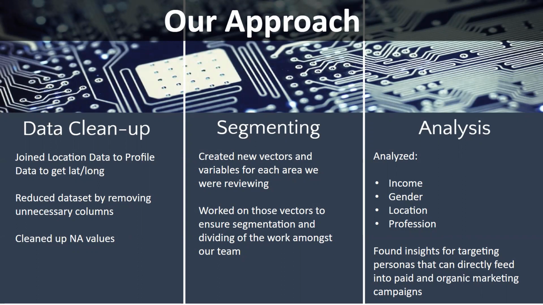So using a data set of current users, we first cleaned up the data. We joined location data to the data set so that we could easily map and look at where the users are. We reduced and removed unnecessary columns and cleaned up the data. We then segmented the data and we focused on different insights across the team. So we have Uday, Soumya, and Shane on the team here doing the analysis, and we each took different areas to focus in on. We created different vectors that we could look at, and then we analyzed based on these different areas that you can see on the right side here. But let's get a little bit more into detail on these.